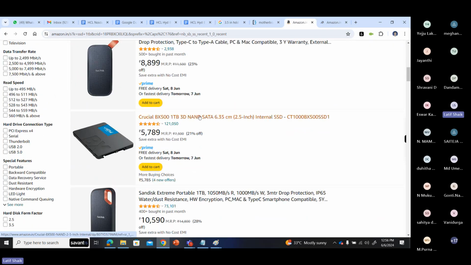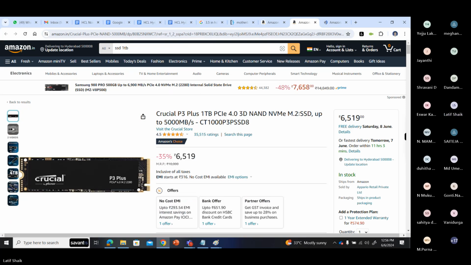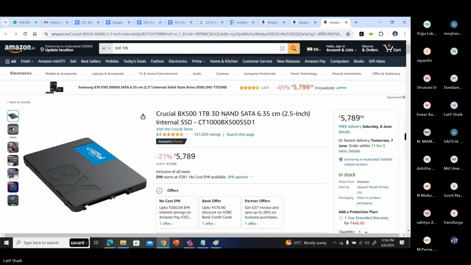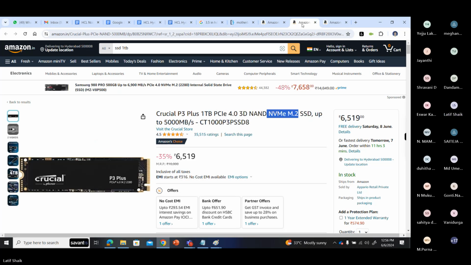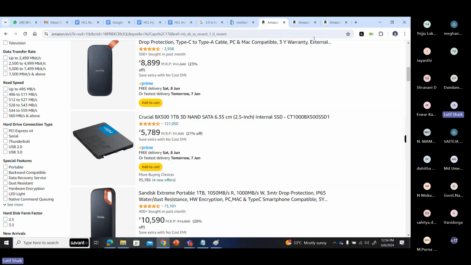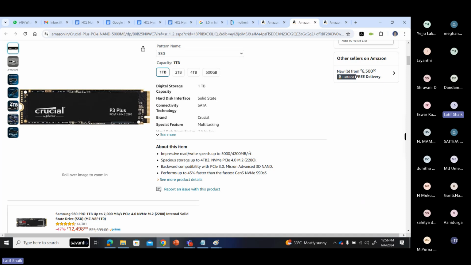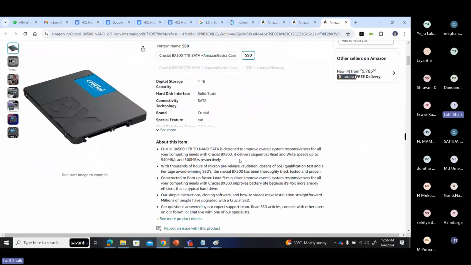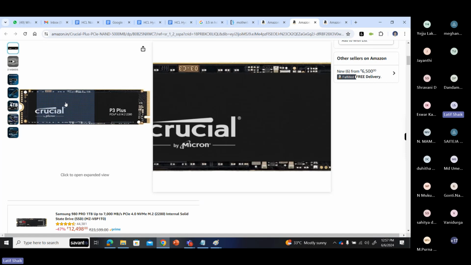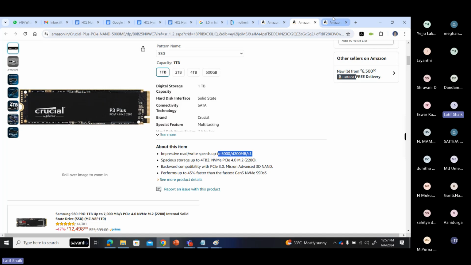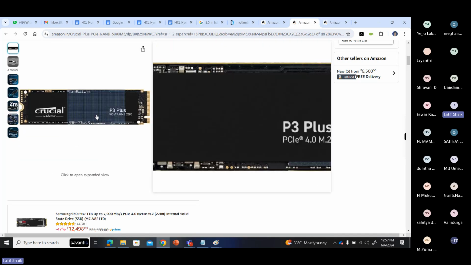This is a SATA interface SSD. The cost is a little lesser. And the speed is also different. You can see the read and write speed: 5,000 and 4,200 read and write. What is the read and write speed of this one? It is 540 and 500. So this is less speed than the other. Almost a 10 times difference. The NVMe is 10 times faster than the SATA interface SSD and costlier.